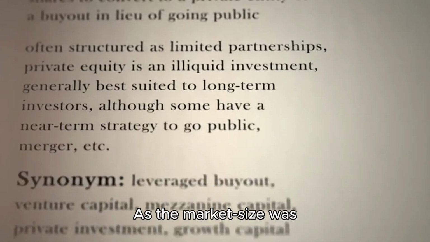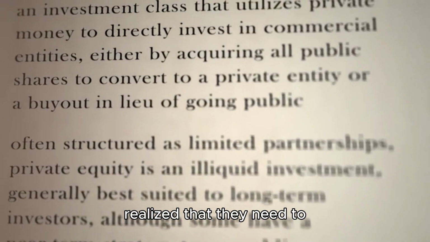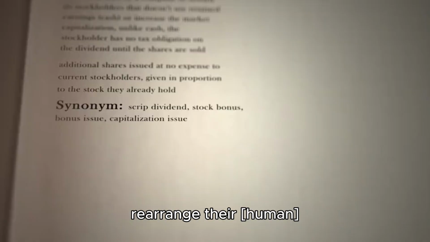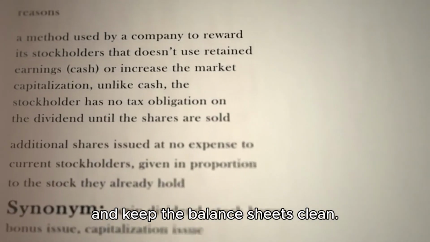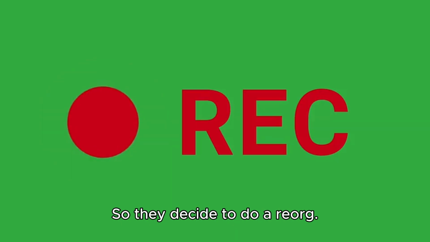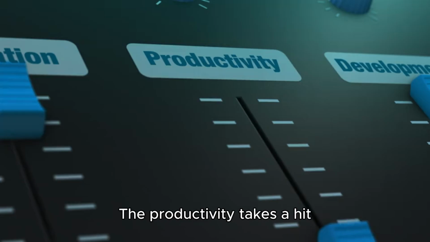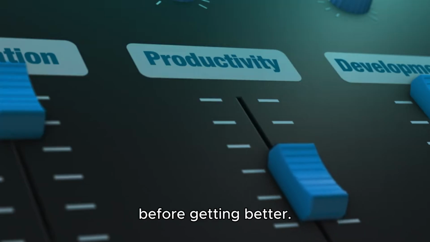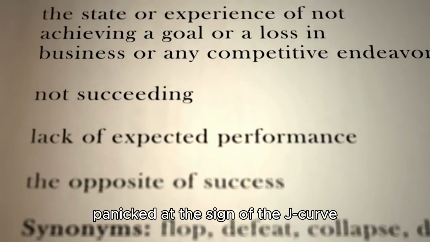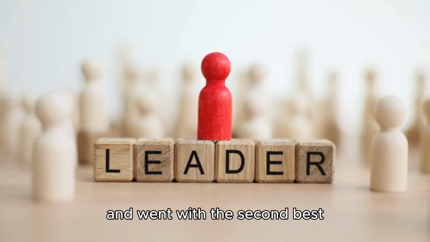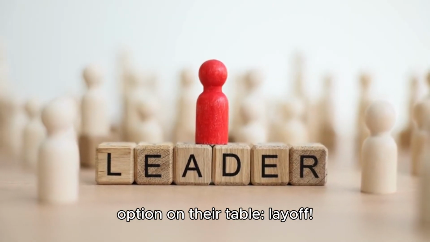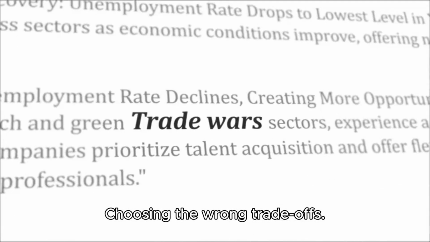As the market size was shrinking, a company realized that they needed to rearrange their human resources to reduce waste and keep the balance sheets clean. So they decide to do a reorg. The J-curve, as we'll discuss in this article: the productivity takes a hit before getting better. Being too impatient, leadership panicked at the sign of the J-curve and went with the second best option on their table: layoff. Choosing the wrong trade-offs.